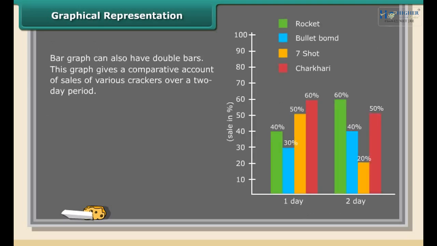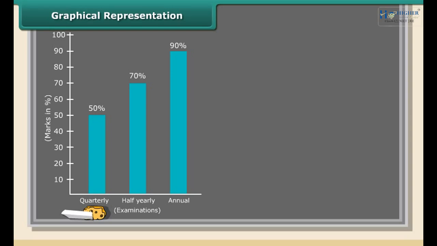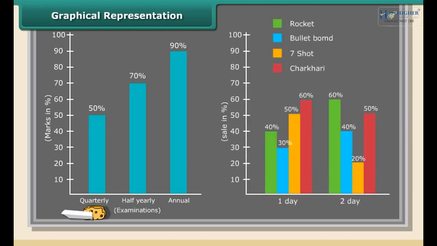Bar graph can also have double bars. This graph gives a comparative account of sales of various crackers over a 2-day period. From the above graphs, the first graph shows the comparison of 3 examinations of a student. The second graph shows 4 varieties of crackers' sales in 2 days.